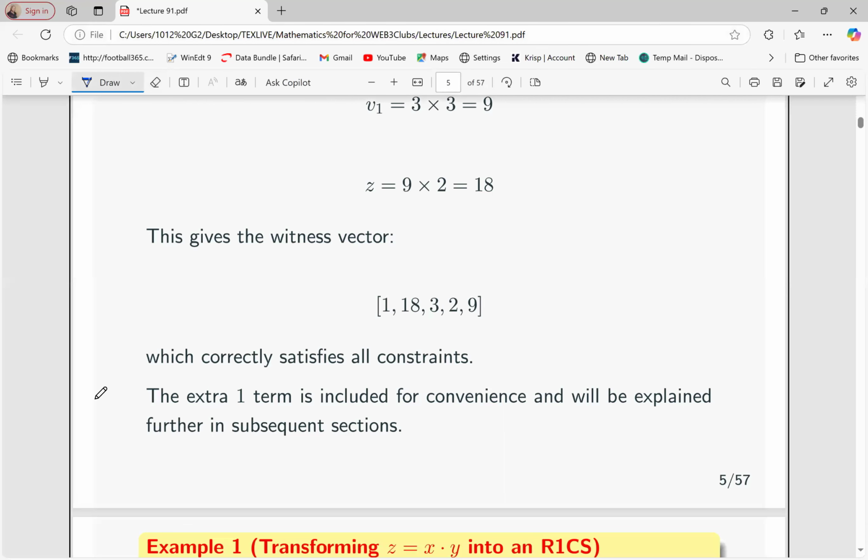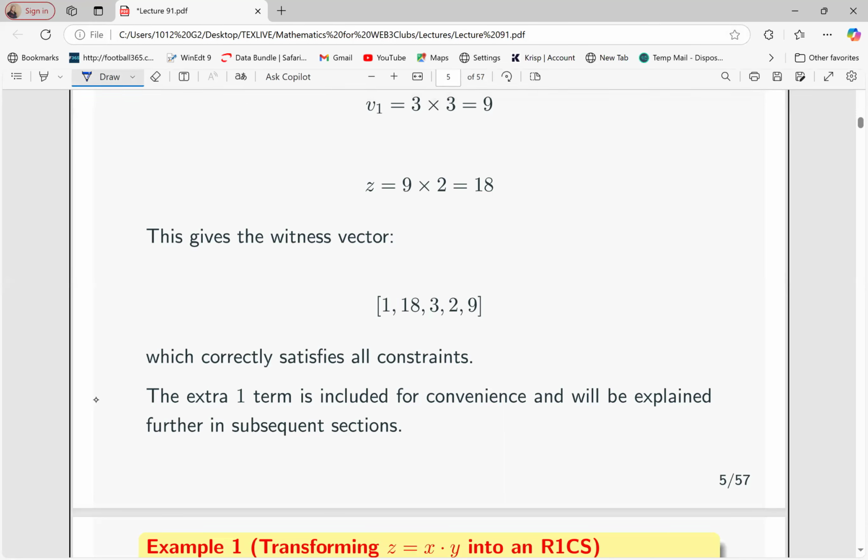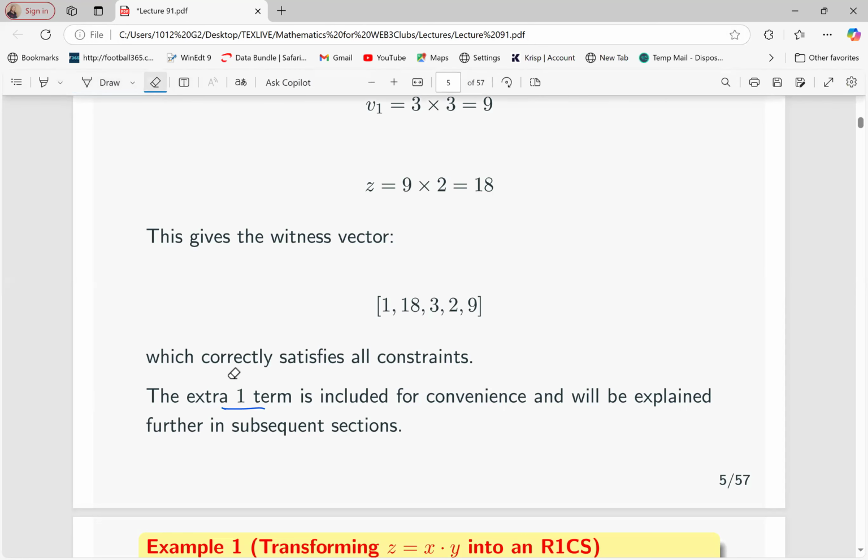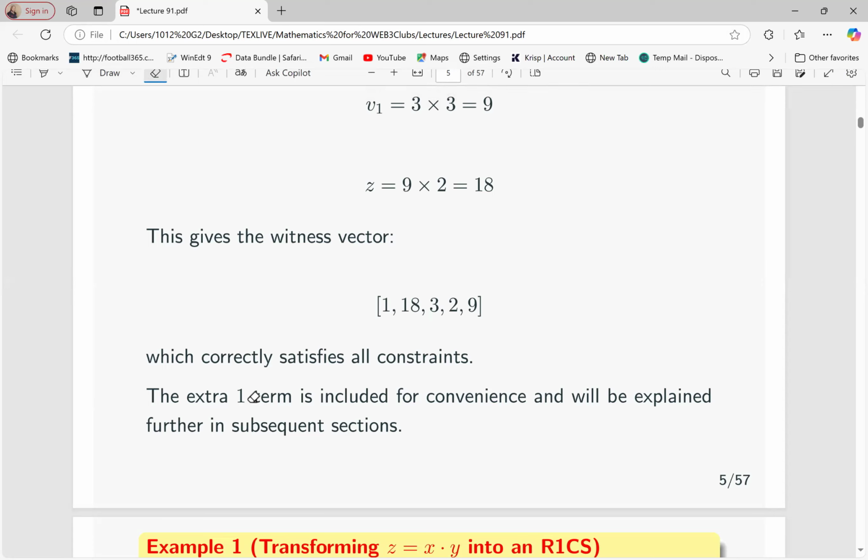Now, once again, I've just emphasized why the 1 is there. I've said the extra 1 term is included for convenience. And of course, as we proceed with several other examples, we'll see how it must be added there.